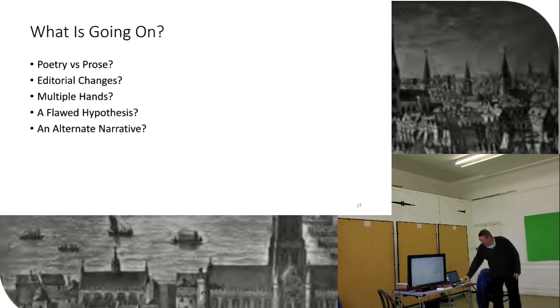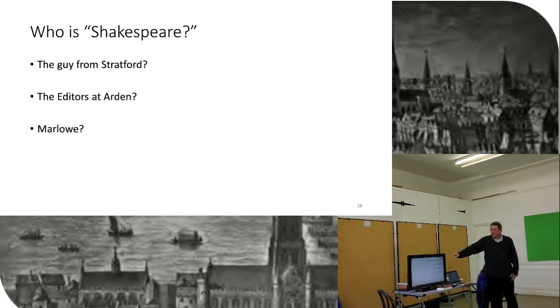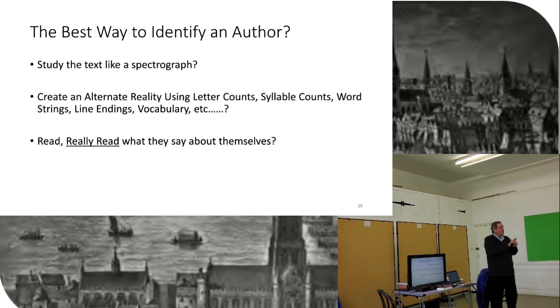And so I would reject all of these things. I would say, who is this Shakespeare? Is he the guy from Stratford? Is he the editor at Arden? Is he Christopher Marlowe? There's only one way to find out. Do you study the text like it was a spectrograph and look to see the shadows cast on the wall? Do you create an alternate reality using all of these tricks and handsprings in order to figure out something that the author wasn't paying attention to at all? Or do you just read what he says about himself? And whenever you come across something that you think you don't understand, don't throw it away as if it meant nothing.